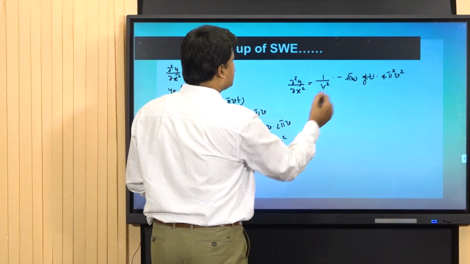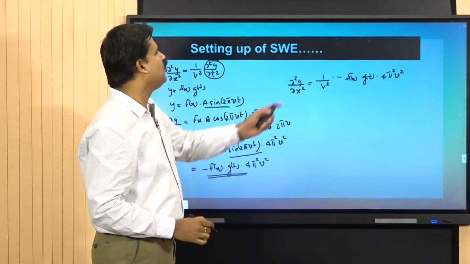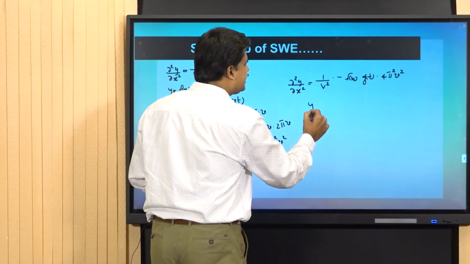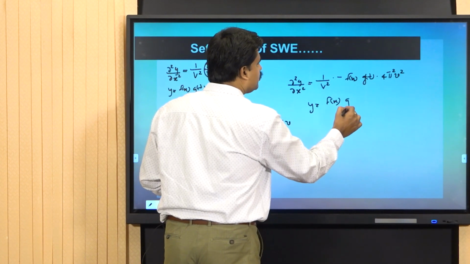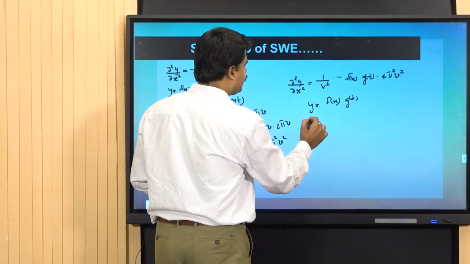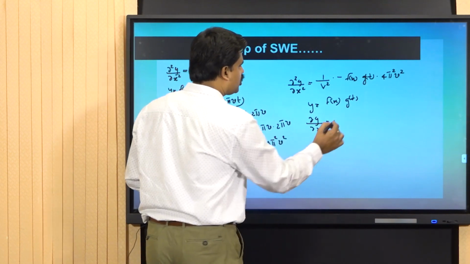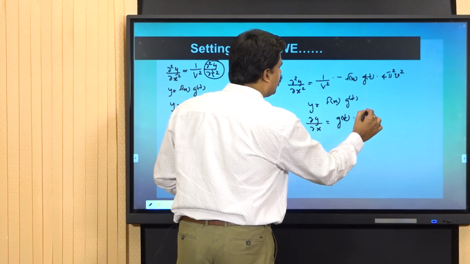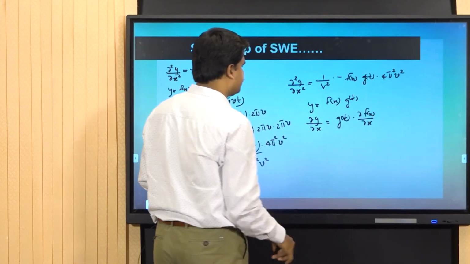Now, this is the term on the right hand side. Now, moving on to the left hand side. Left hand side y is equal to, we already know, f of x into g of t. Therefore, ∂y/∂x equal to g of t into ∂f of x divided by ∂x.